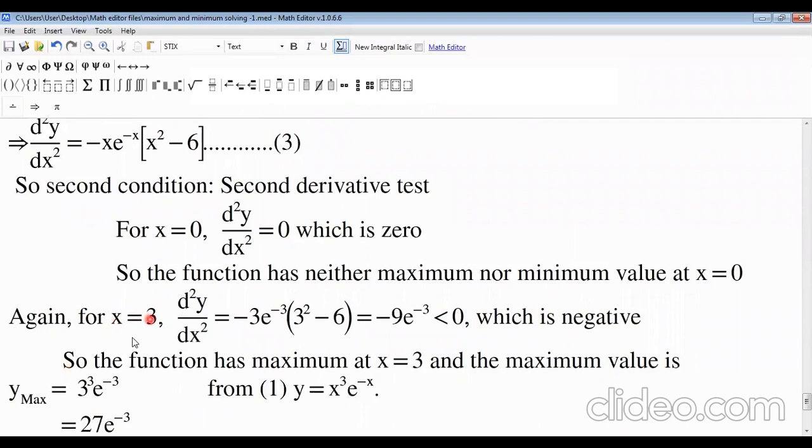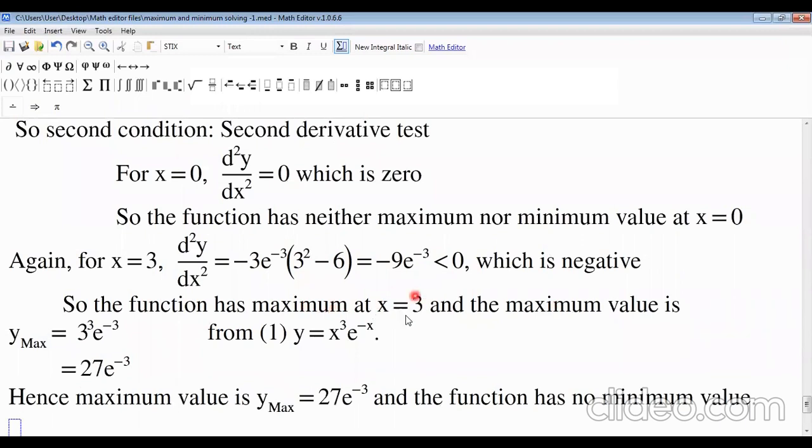Now again for testing x equals 3, just putting x equals 3 in the second derivative test, we get minus 9 e to the power minus 3, because e to the power minus 3 is a positive value, so this is negative. This is why the function has a maximum value at x equals 3. And the maximum value is from equation 1, putting x equals 3: 3 cube and e to the power minus 3, so 27 e to the power minus 3.